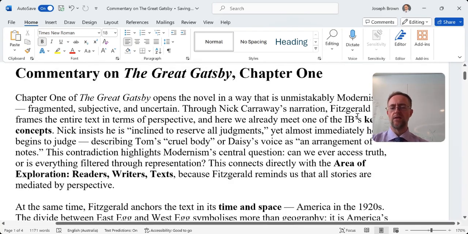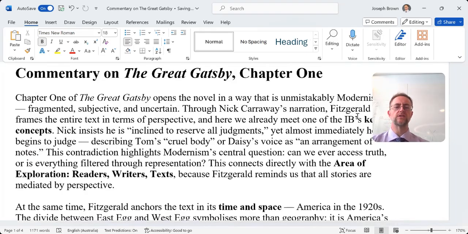We're trying to bring together the areas of exploration. We're looking at readers, writers, and texts, and how we get meaning out of this text, what the writer intended, and what this text can mean in many ways as we read it. We're also trying to put it in its time and place, situating this text in the Roaring Twenties, America, and also in the Modernist era. That's going to be important when we start to look at intertextuality, which is the third area of exploration. This will just be a start on intertextuality.